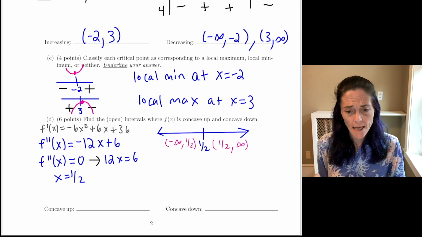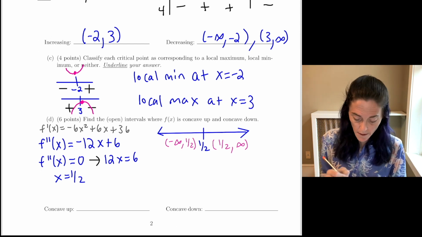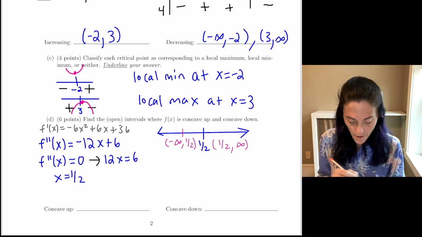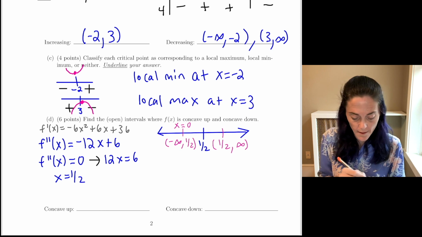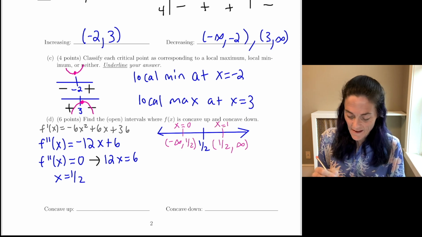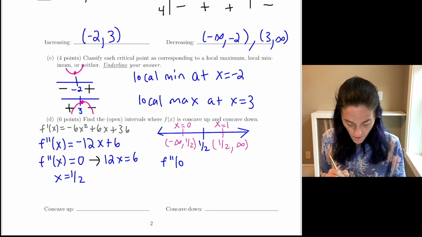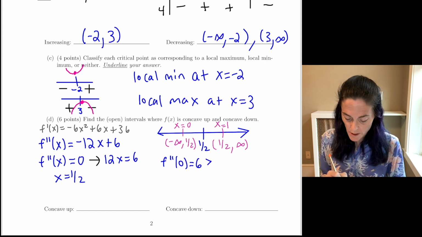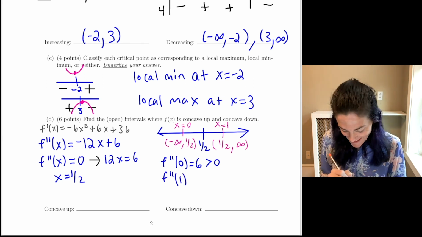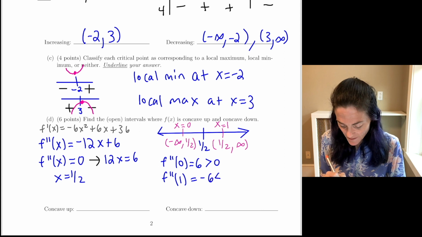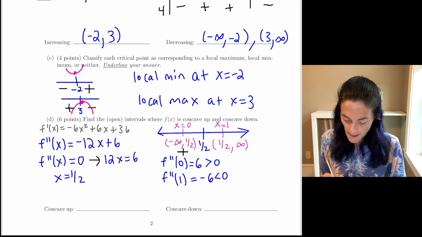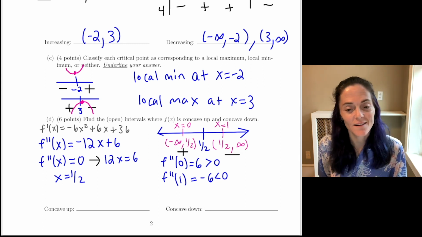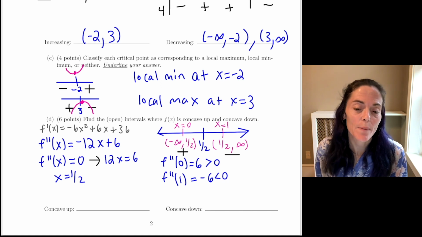Well, we can test. So let's pick here x equals 0, and here we could pick x equals 1. The second derivative at 0, you notice this is 6, which is positive. The second derivative at 1 is minus 12 plus 6, minus 6, which is negative. So I want to put a plus here and a minus here. And now I can make my final observation about open intervals of concave up and down.